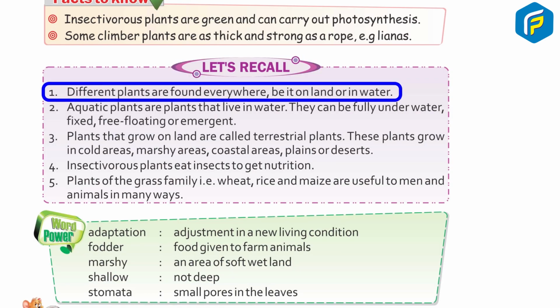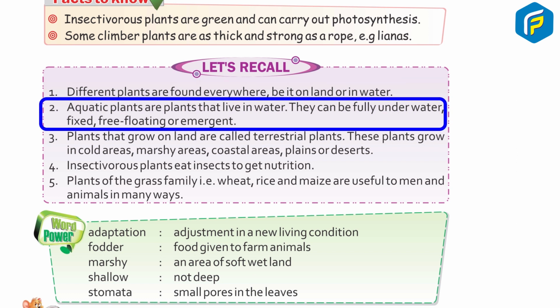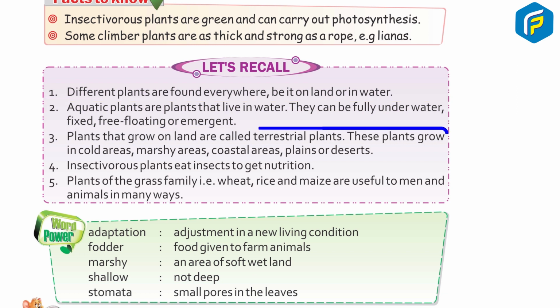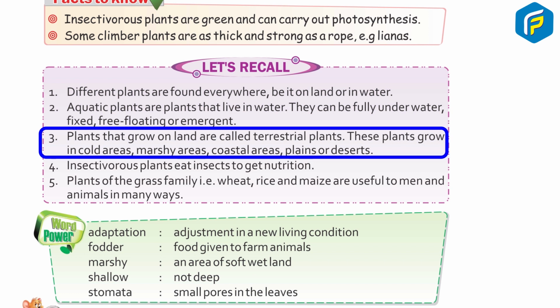Let's recall: 1. Different plants are found everywhere, be it on land or in water. 2. Aquatic plants are plants that live in water. They can be fully underwater, fixed, free floating or emergent. 3. Plants that grow on land are called terrestrial plants. These plants grow in cold areas, marshy areas, coastal areas, plains or deserts.